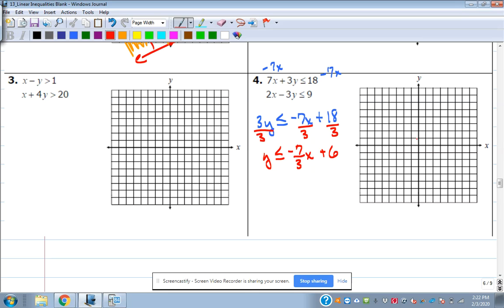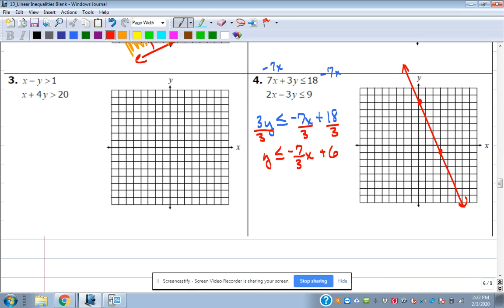So I'm going to start at 6, and I'm going down 7 over 3, and that's going to be a solid line because it's got an equal to mark. These happen to all have equal to's on the ones I picked to do. Just be mindful that it could be a dotted line.